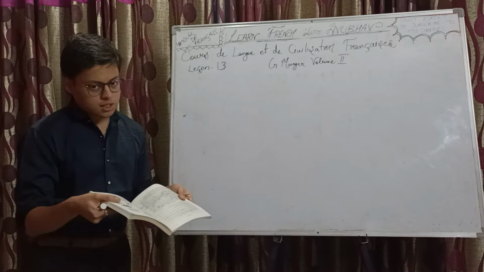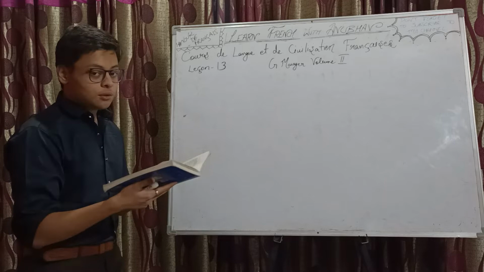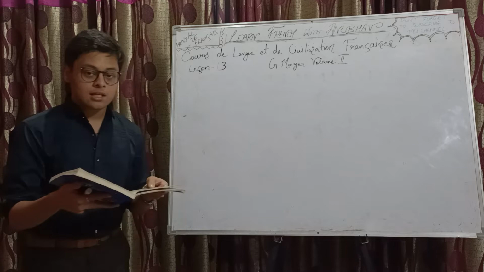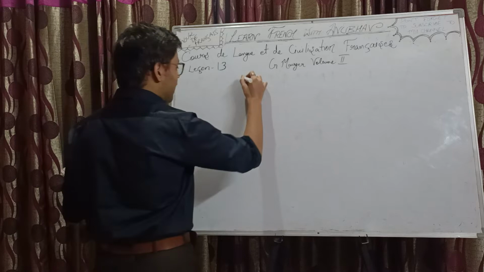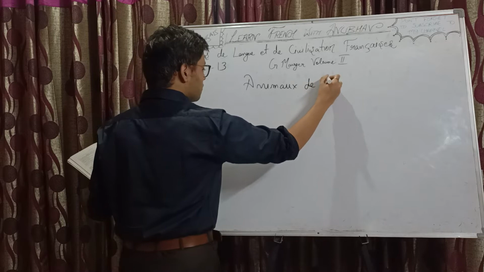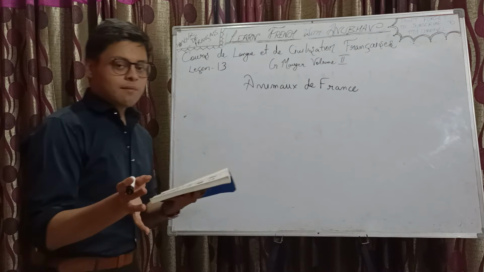So we are to do chapter number 13. As you know, grammar will be discussed separately in future. Right, so today we are discussing the culture et civilisation portion, the text and the back questions. The text of the chapter is titled Animaux de France. Animals of France. Okay, interesting. Let's start reading the passage then.